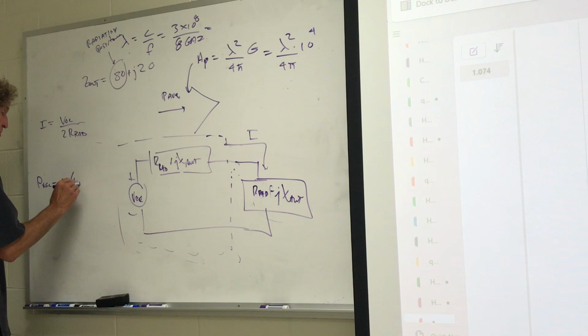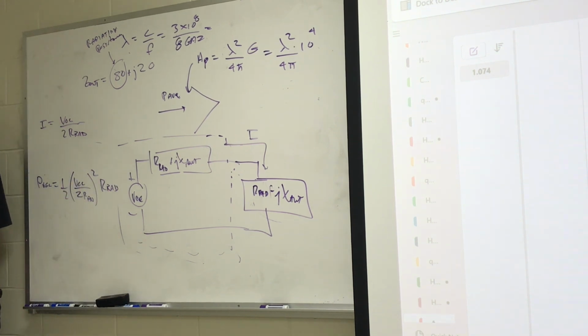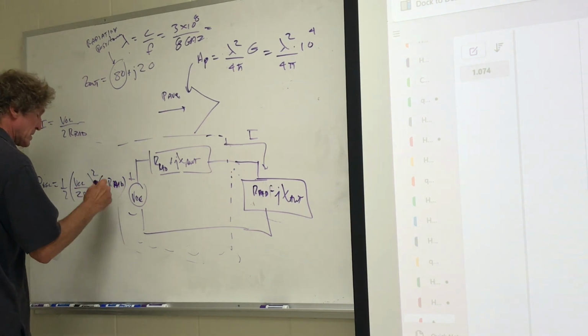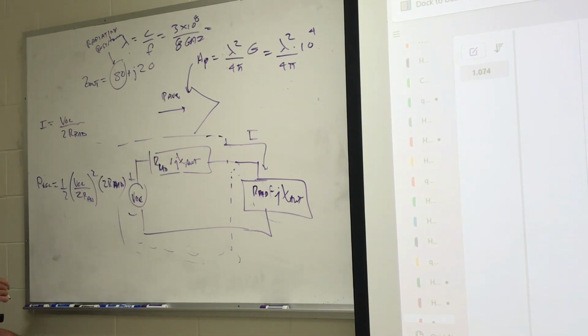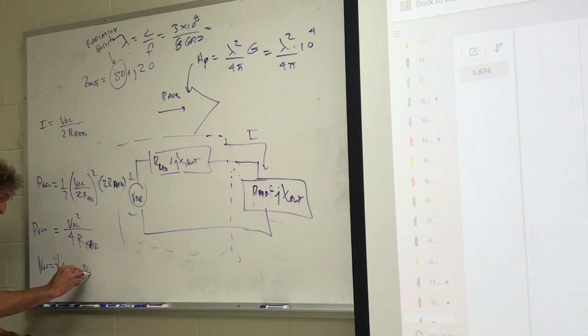Squared, right? So it's VOC over 2R rad squared times R rad. Only real stuff can dissipate power. And actually, it's not R rad, it's 2R rad, because there's 2 resistors. Okay, so what does that come down to? 1 over 4 R rad VOC squared equals P received, or VOC is equal to the square root of 4 R rad times P received.